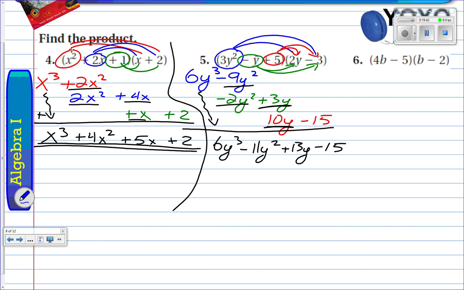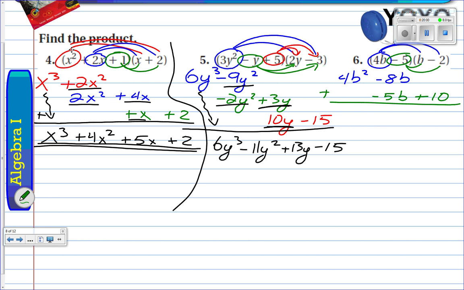Last one, I'm only going to have to do it twice now. It's just 2 binomials. 4b times b, 4b squared. 4b times negative 2, negative 8b. Negative 5 times b, negative 5b. Negative 5 times negative 2 is a positive 10. We add them together. 4b squared minus 13b plus 10.